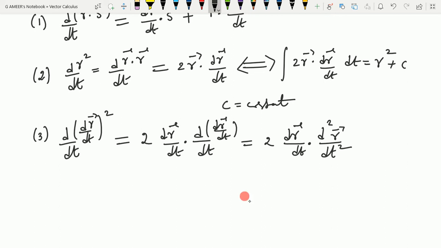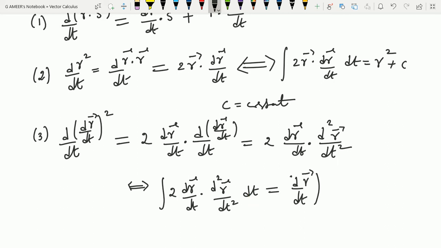So we can do the anti-differentiation also. The anti-differentiation of this will be as follows. Integration of 2 into dr by dt dot product with d square r by dt square is equal to, of course, integration with respect to t. So what do we get? Differentiation and integration cancel here, so then we will simply get d by dt of r whole square plus constant c, that is known as the integration constant. Okay, fine.